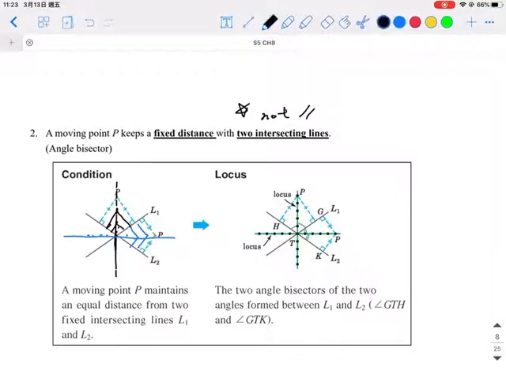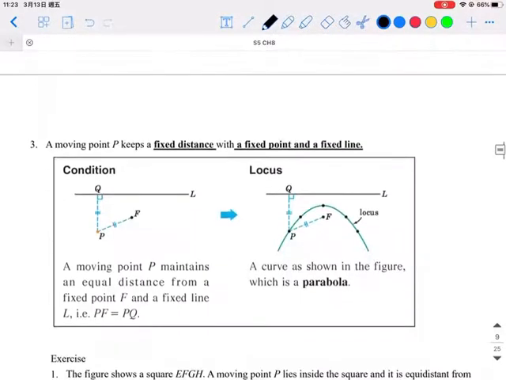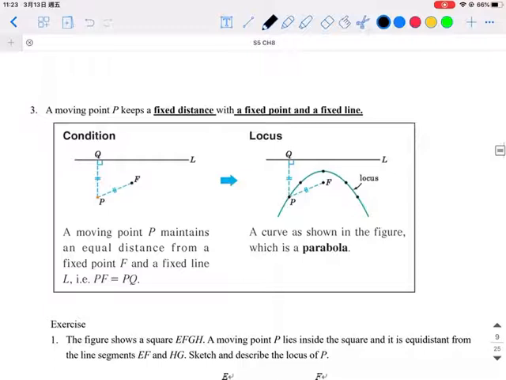So we have two loci. We call this the angle bisector because it bisects the angle. Which locus is the required one depends on the question. Okay, and the third one, which we seldom look at, is this.